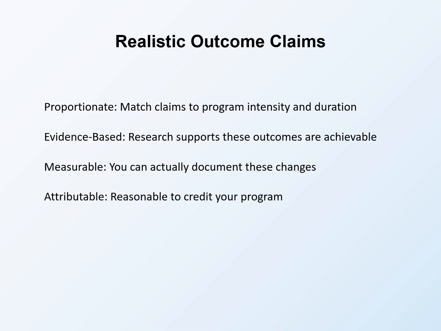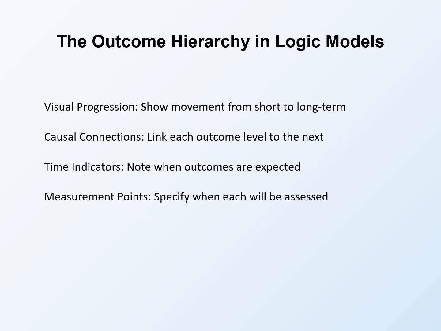Attributable outcomes can reasonably be credited to your program. The causal pathway should be plausible, the timeline should be realistic, and alternative explanations should be considered. Presenting the outcome hierarchy in logic models requires thoughtful design. Visual progression should show movement from short-term to intermediate to long-term outcomes.